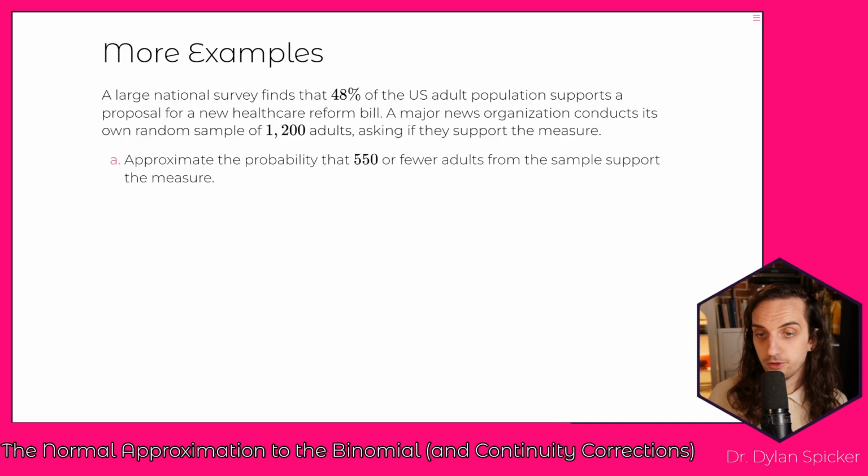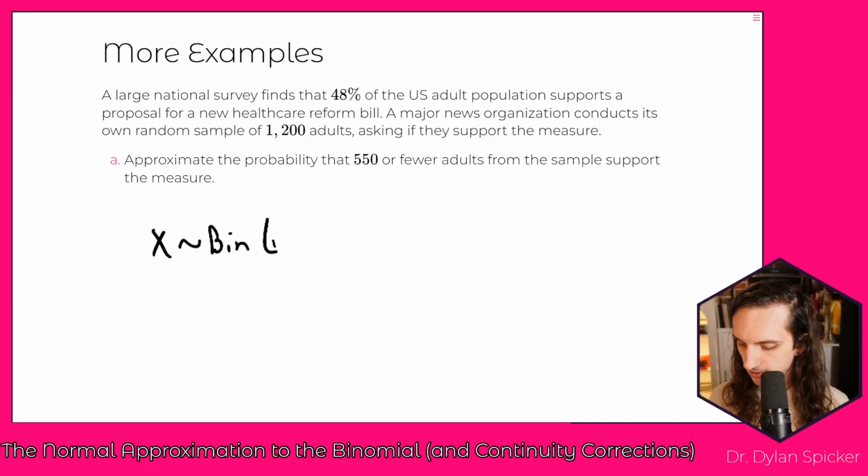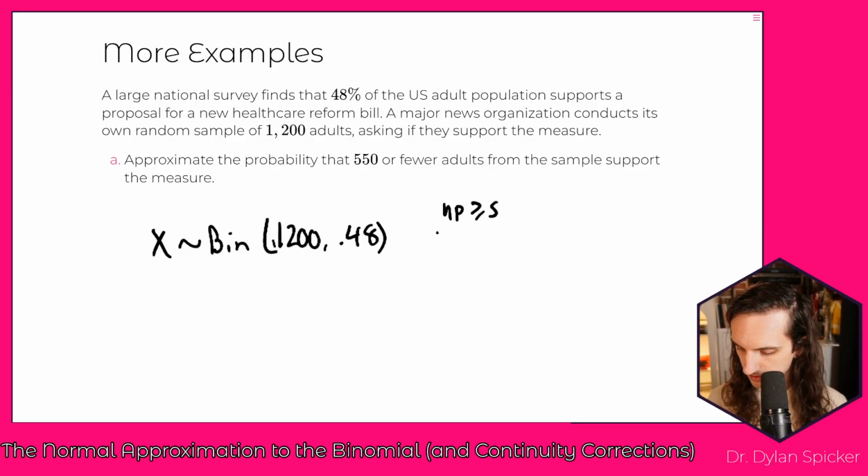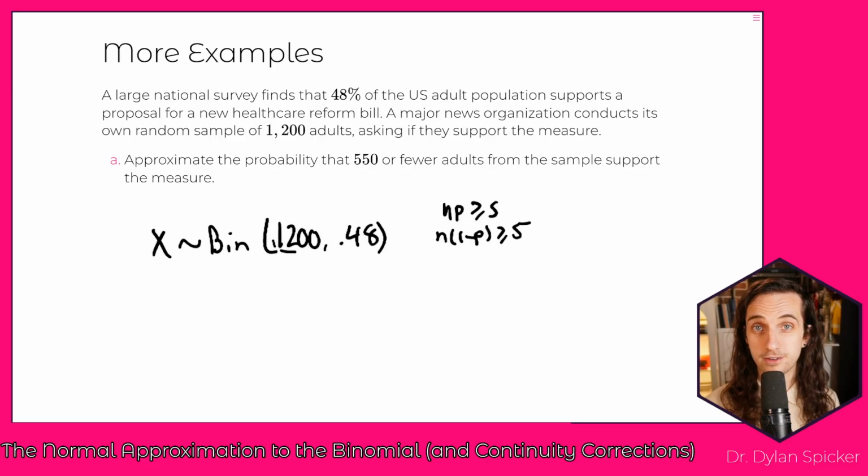What we first want to do is approximate the probability that 550 or fewer adults of the sample support the measure. So what do we need to do? The first thing we should do is set up X. We know that X is going to be a binomial with n being 1,200 and p being 0.48, because that is our setup of this question. Then we could check to make sure that n times p is greater than or equal to 5 and n times 1 minus p is greater than or equal to 5. In this case, with n being 1,200 and p being right around 50%, both of these are going to be right around 600, and so that will be totally fine.